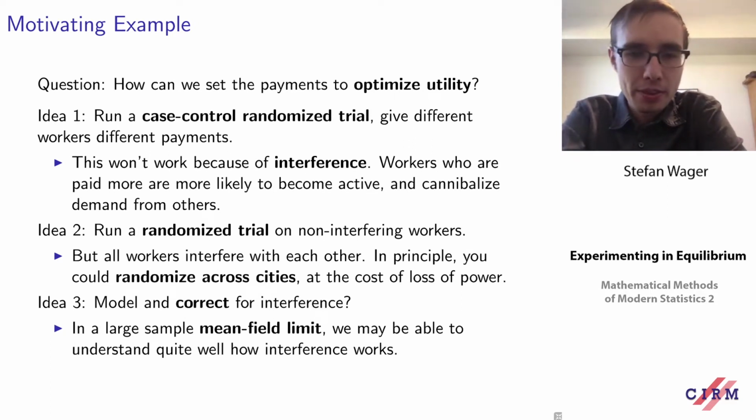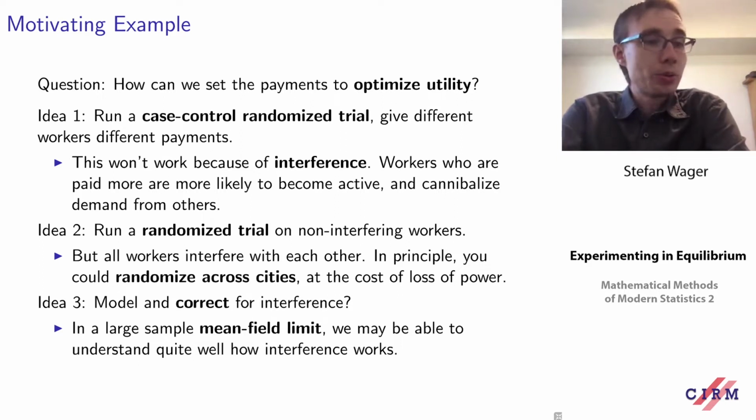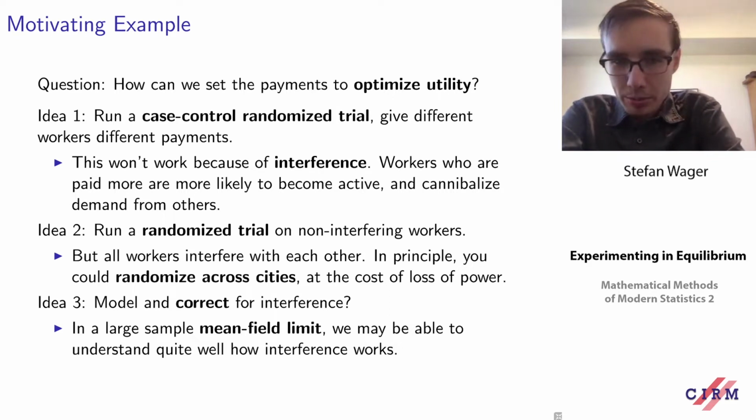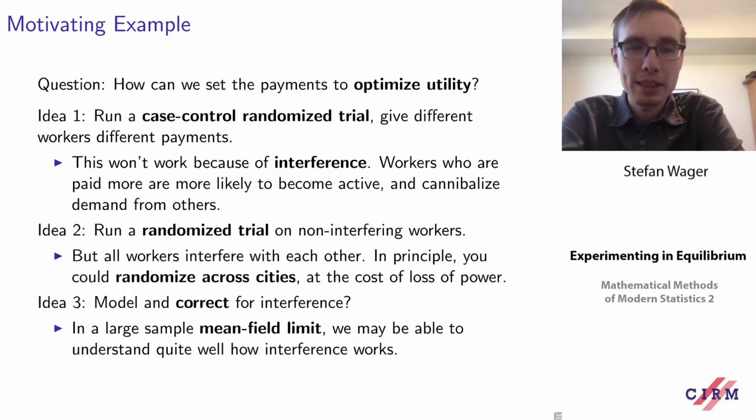And here we get to the statistical question. The first thing one could try to do is the slightly naive thing. You want to know how people respond to different payments. So just take a small slice of traffic, randomly assign them different payments, and see how they respond to this. But this clearly won't work, right?